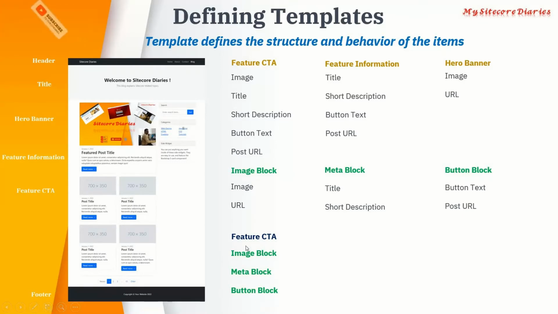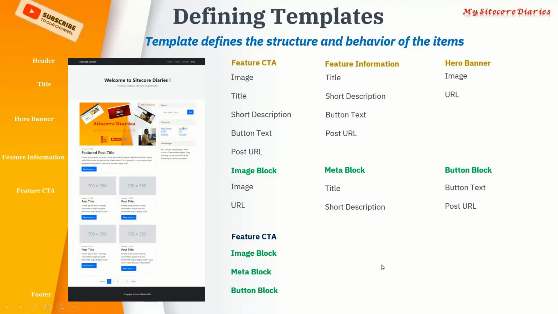Okay, so this is called inheritance. So this is your template and you inherited these other three templates. So these are the three templates. You can call them base templates also. So these three templates get inherited into the feature CTA, which will cover all the things.